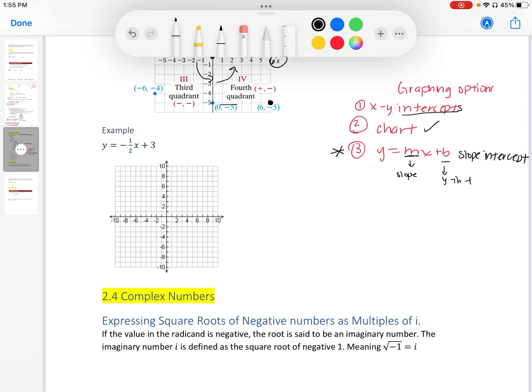To graph using our slope-intercept form, you will first have to plot your y-intercept, followed by using the slope to plot more points.